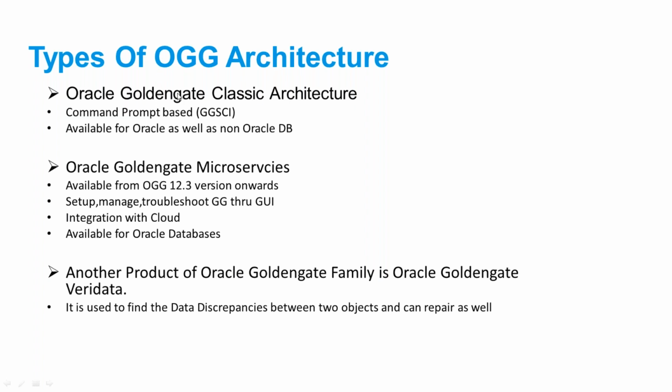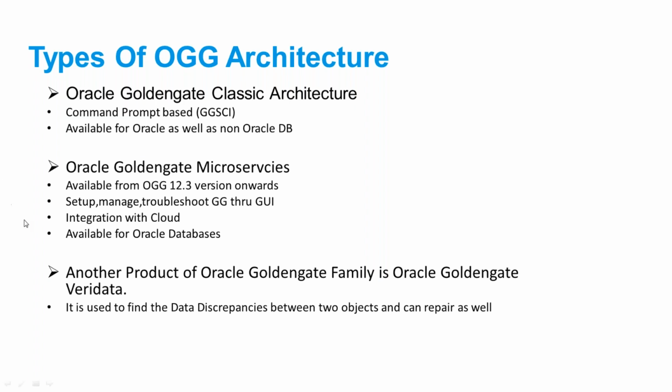Classic architecture is command prompt based, and that is GGSCI. It is available for Oracle as well as non-Oracle databases. Oracle Golden Gate microservices is available from Oracle Golden Gate 12.3 version onwards. So from 12.3 onwards, you have two types of architecture available: classic architecture as well as microservices architecture. The latest version of Golden Gate is 19C, and they're going to launch 21C soon. I attended one session and they mentioned that they will be launching 21C soon, but as of now, it is not available.